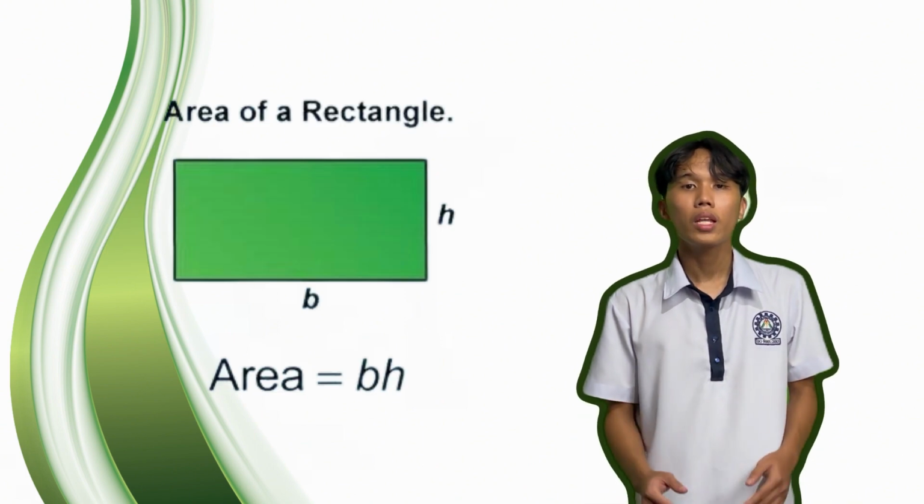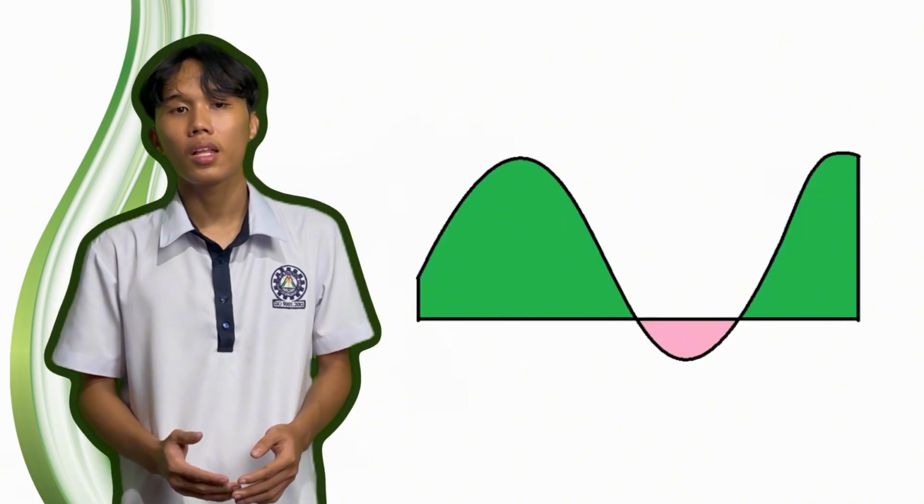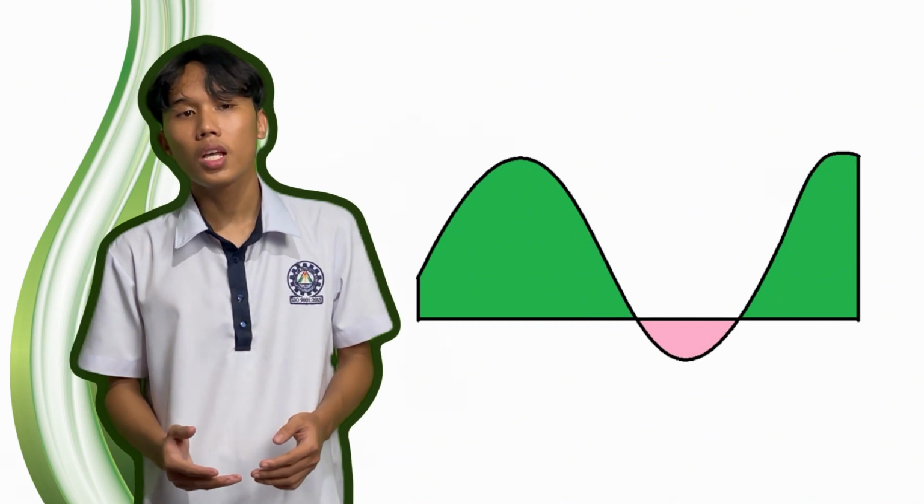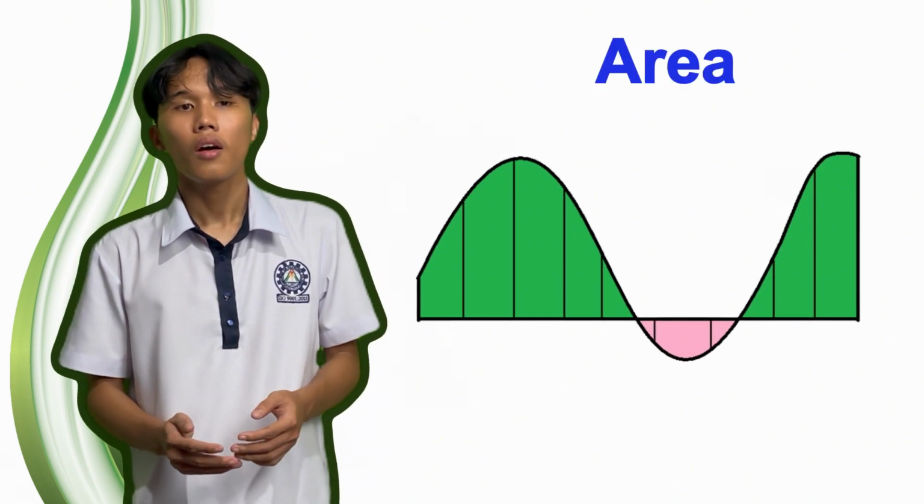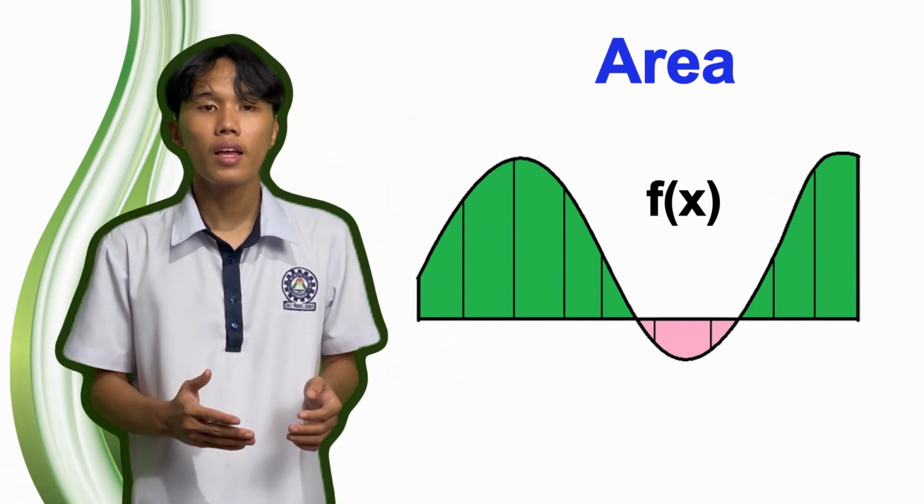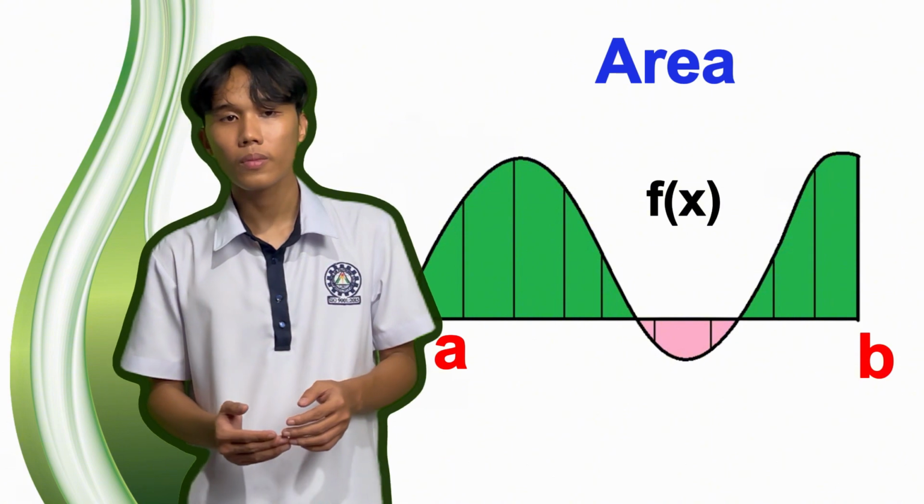Now, I will be introducing to you the Riemann sum. Riemann sum is a method used to approximate the area under a curve by dividing the region into smaller rectangles. It provides an approximation of the total area between the curve and the x-axis over the given interval. Let's learn how to compute integrals using Riemann sums.